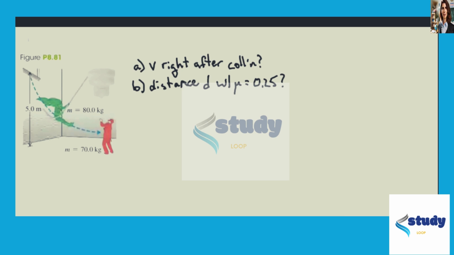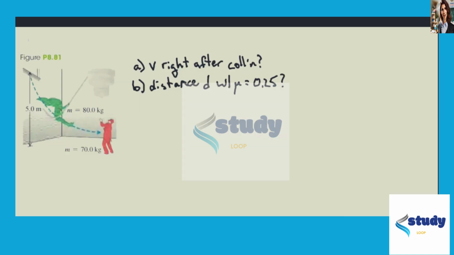Problem 8.81. So we have a movie stunt here where the stuntman swings down from a ledge that's 5 meters above the ground and collides with another actor and lets go of the rope as soon as he reaches the other actor, and we're to assume that his center of mass descends the entire 5 meters here.